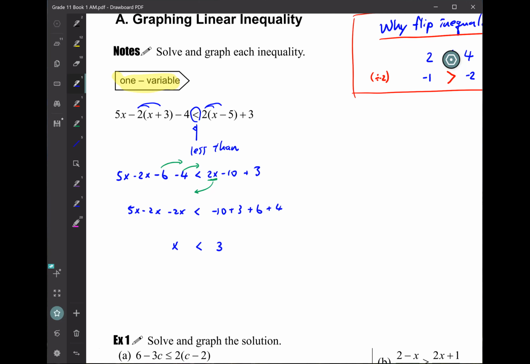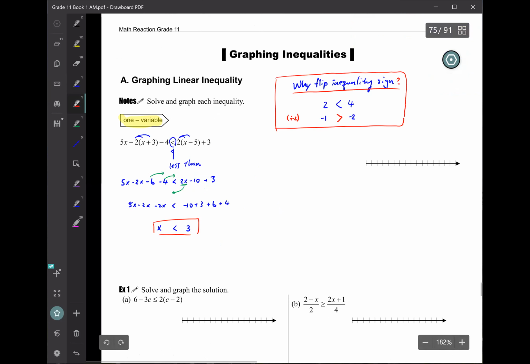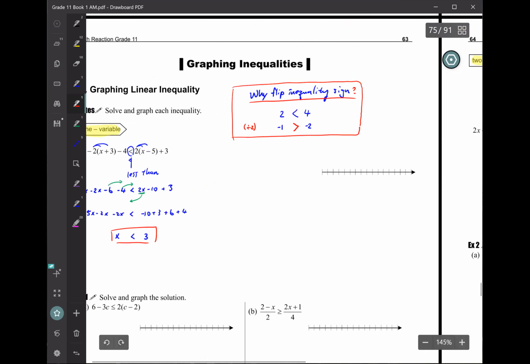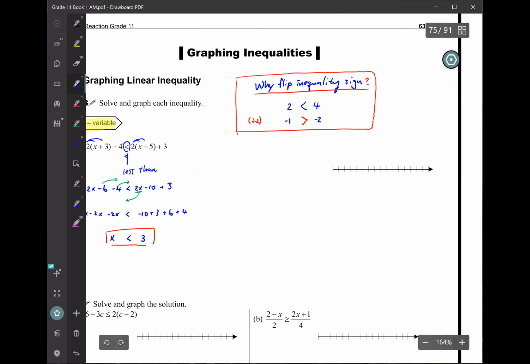Okay, so this part is pretty easy, right? So just isolating x, and during these steps, there's no flipping at all, right? Because we did not need to divide both sides by any negative number or multiply. Okay, so that's it. This is our answer. But when you are showing your answer on the graph for your homework, you need to show where the 3 is.